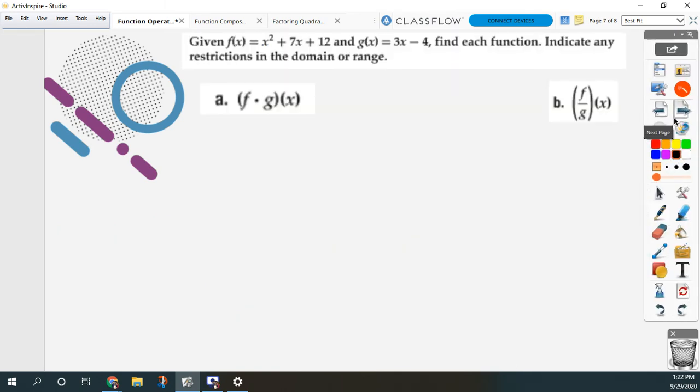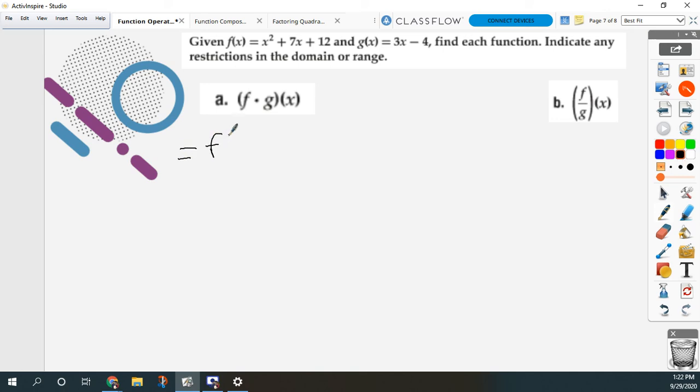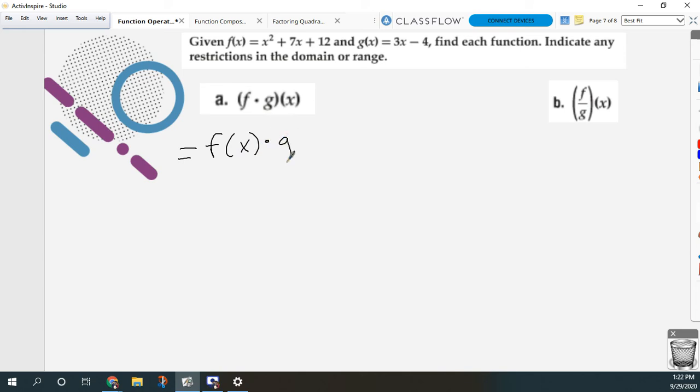So let's look at one more example. They give us f of x equals x squared plus 7x plus 12, and g of x equals 3x minus 4. So again, like with our previous examples, we can separate this out by multiplication. And we have f of x, which is x squared plus 7x plus 12, and g of x, which is 3x minus 4. Now, with our last one, we were able to distribute because we had a monomial times a binomial. In this case, we have a trinomial times a binomial.